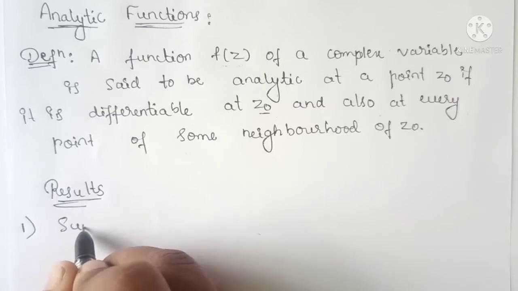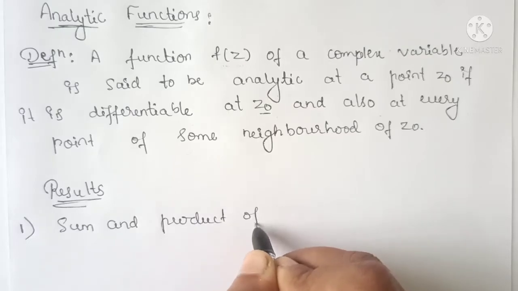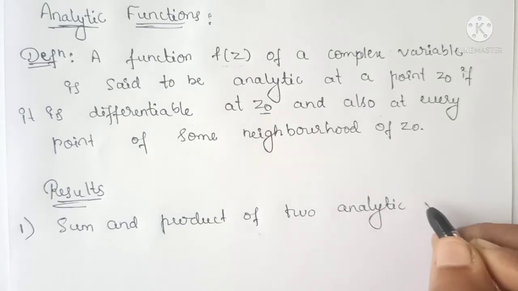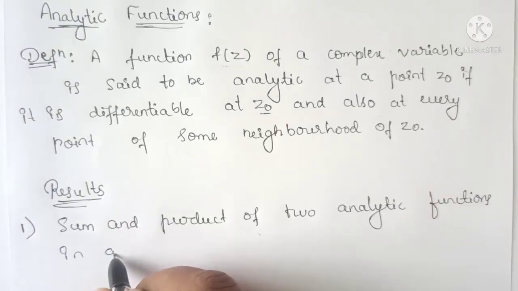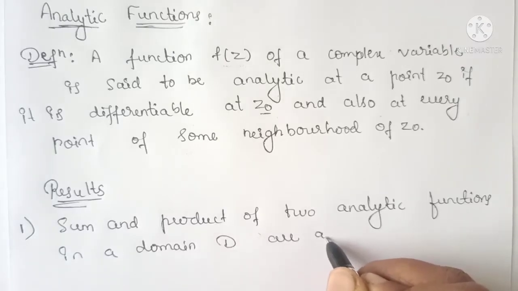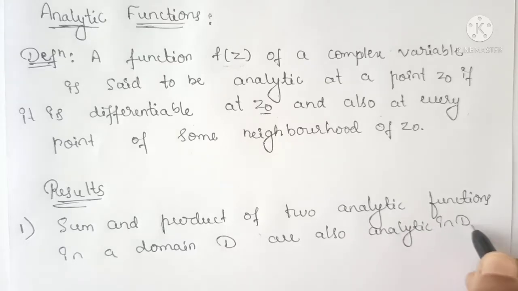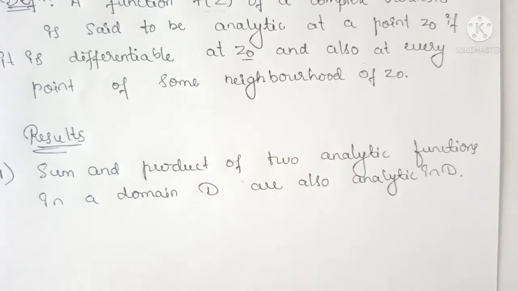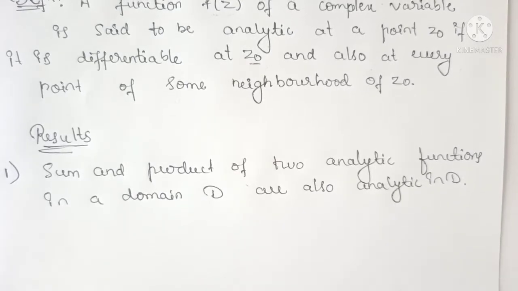First one is the sum and product of two analytic functions in a domain D are also analytic in domain D. So that is the sum and product of two analytic functions. If you consider two analytic functions, their sum and product are also analytic in the same domain D.